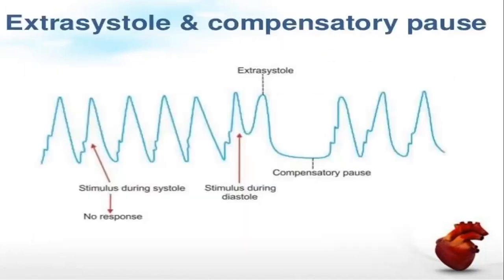You can see again in this picture, this was a normal cardiogram. You gave a stimulus during the systole, no extra response, normal. Now you give the second stimulus during the diastole. You can see another contraction is there. This is the extrasystole. But after that, you can see there is a compensatory pause, then followed by again a normal cardiogram. So this is the extrasystole and compensatory pause.